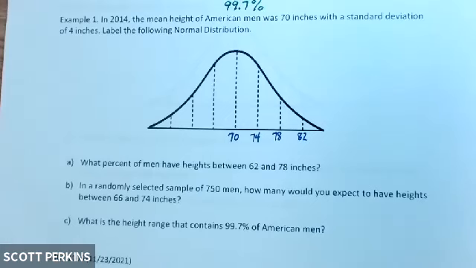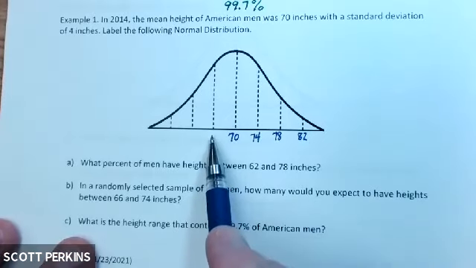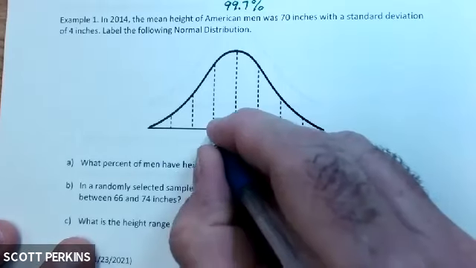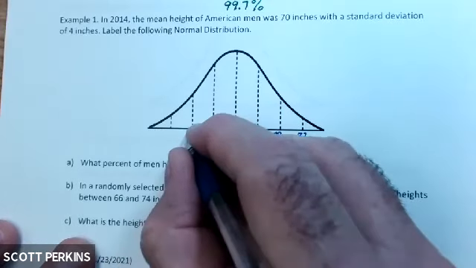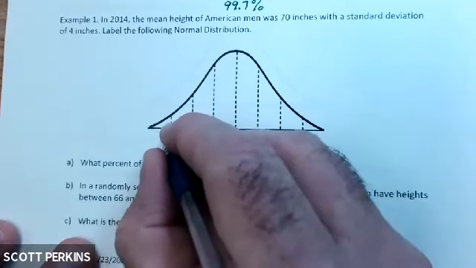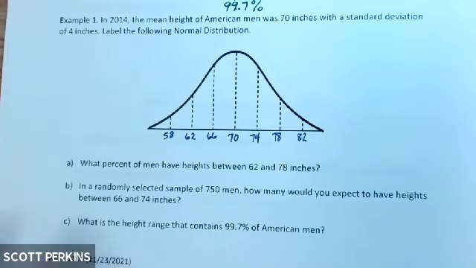So going backwards then, how am I going to label one standard deviation below the mean? This is going to be what? Okay, 66. Now I'm just subtracting my standard deviation. And then the next one's going to be 62 inches and then 58 inches. So that represents how spread out the heights of American men are.